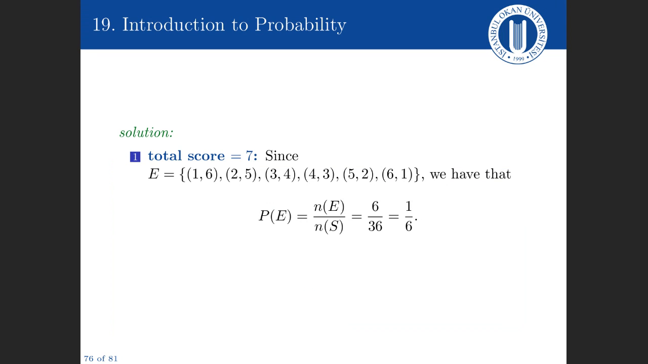First of all, total score of 7. We've already found this compound event. The number of elements in this compound event is 6. The number of elements in the sample space is 36. So the probability of getting a 7 must be 1 divided by 6.